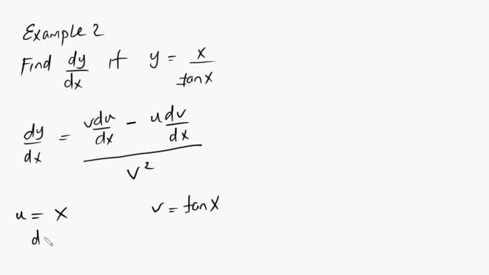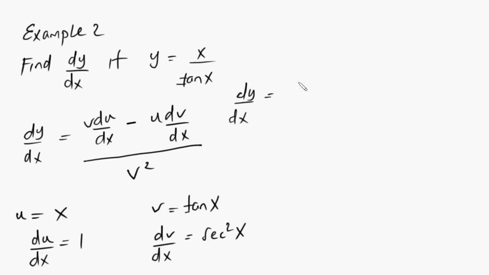So if I differentiate x, what do I get? 1. When I differentiate tan x, I say memorize. So what was it? Sec squared x, okay? It's not like every time you meet tan x you solve it. Memorize, the derivative of tan x is sec squared x. So dy/dx is equal to v, that is tan x, du/dx is 1, minus u which is x, dv/dx is sec squared x, over v squared, tan squared x below. Never forget the square, tan squared x.